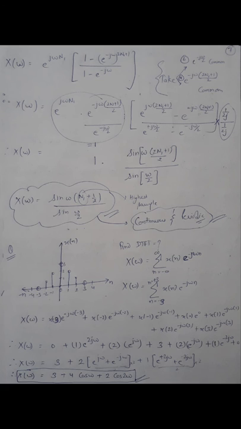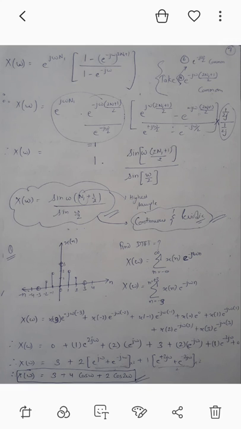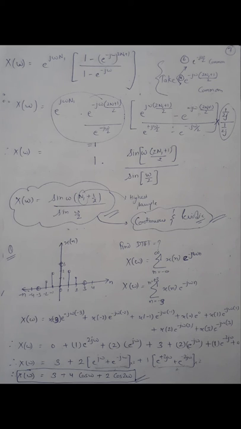Next question: we have a triangular pulse that varies from minus 3 to 3. The value at minus 3 and 3 is 0, at 2 and minus 2 is 1, at 1 and minus 1 is 2, and at 0 the peak value is 3. So we have to find the DTFT. Put the values: the summation from minus 3 to 3 of x[n] e raised to minus j omega n.